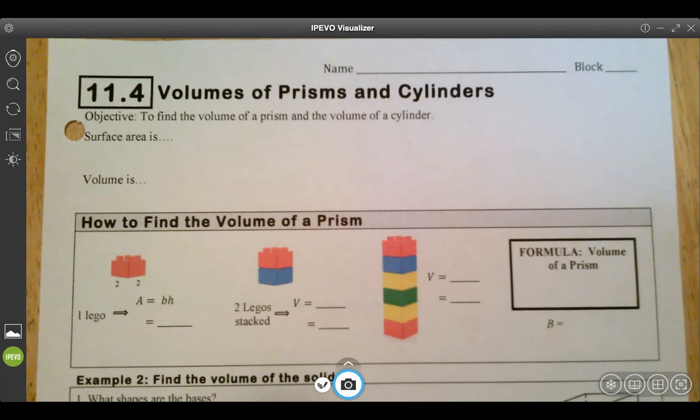Welcome to the Chapter 11 Part 2 video. This video covers 11.4 and 11.5, where we will be talking about volume of prisms and cylinders.